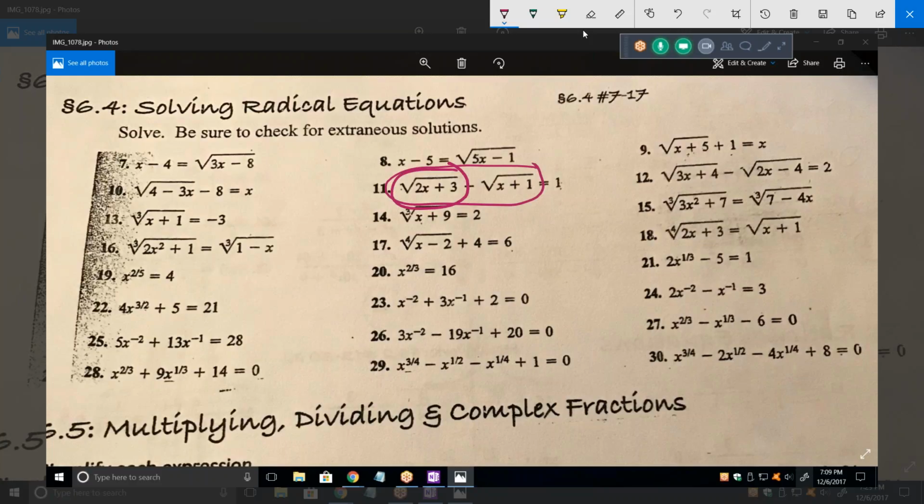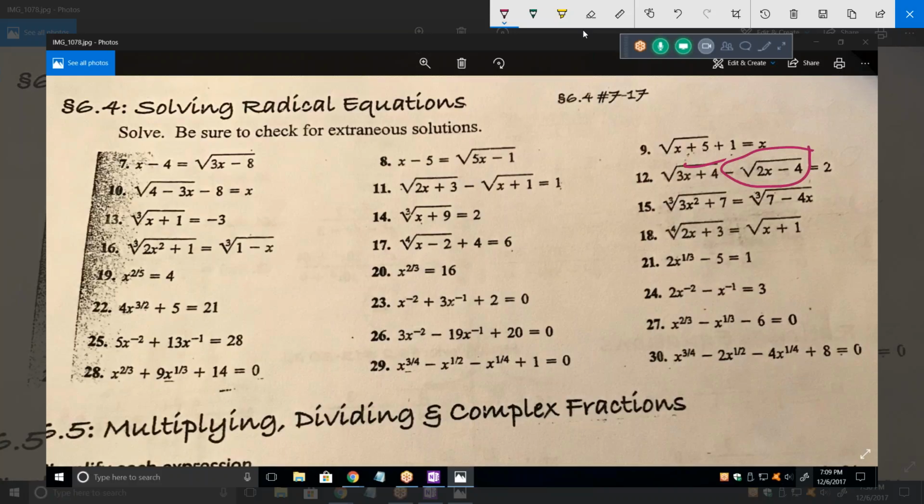But the method is always the same. That's what you're always going to do. You're going to do 12 the same way. I'm going to move that to the other side. Then I'm going to square both sides, which gets rid of that radical sign.